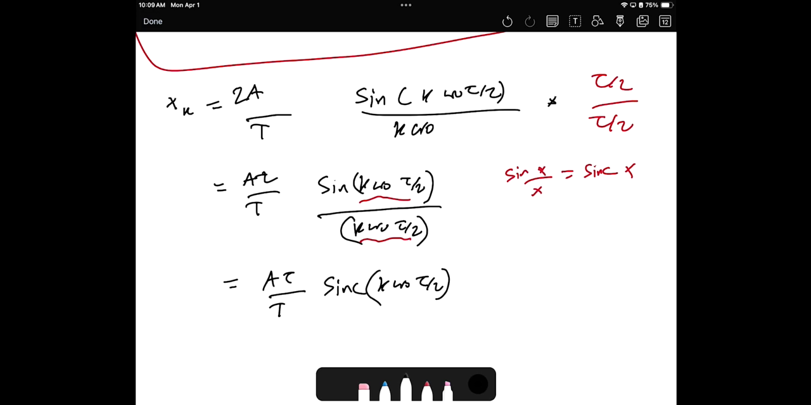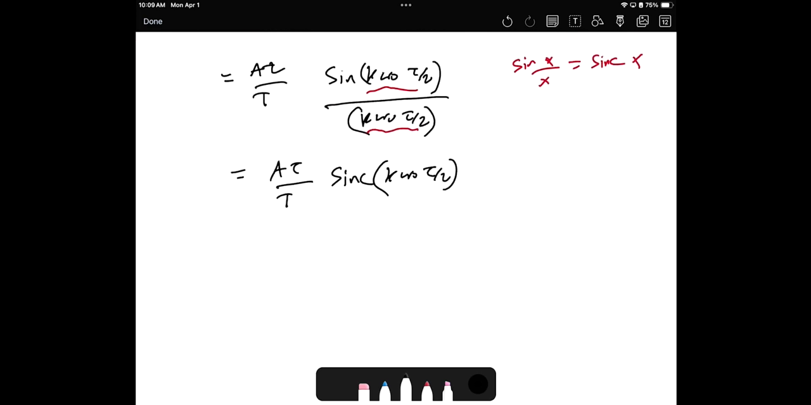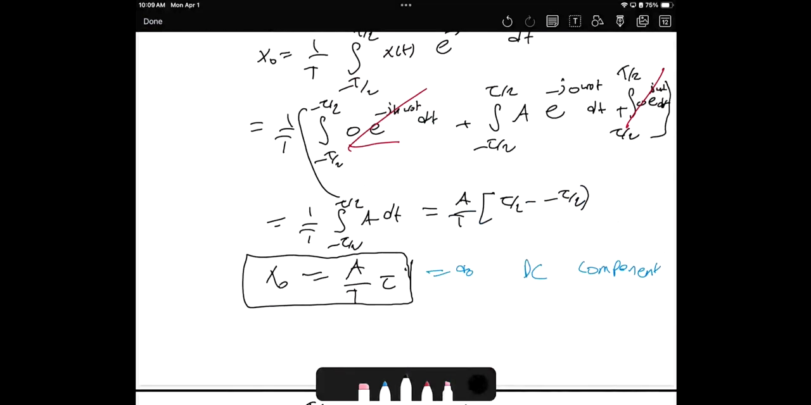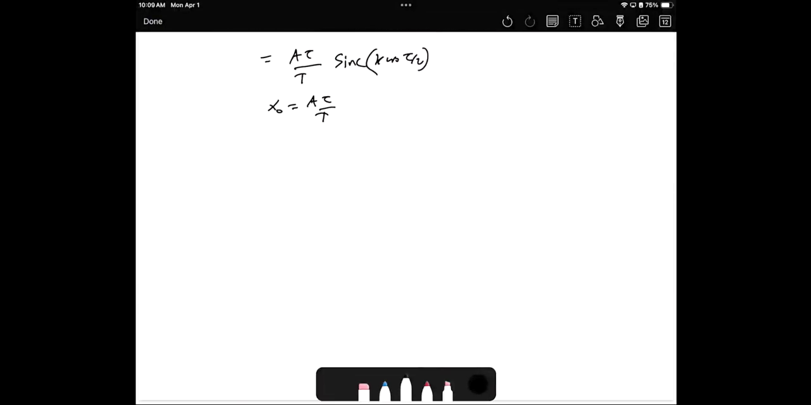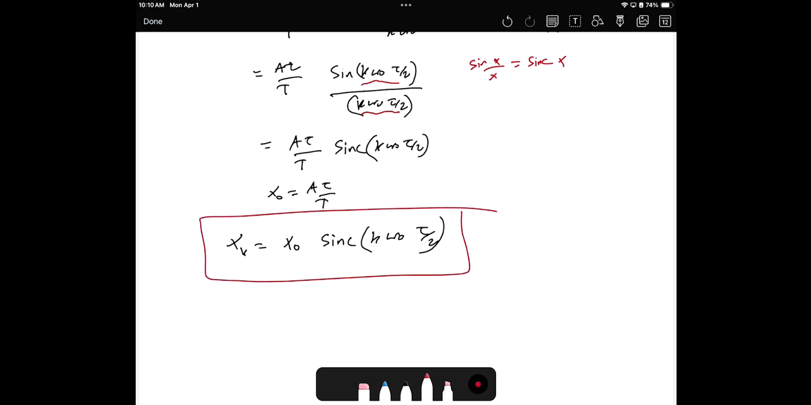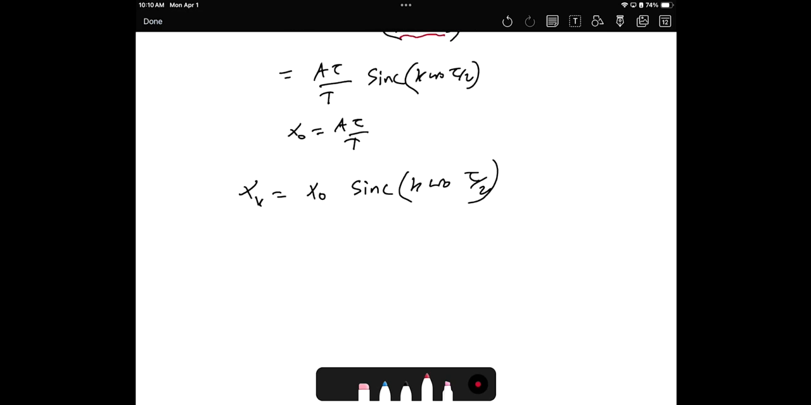And we can say we call x naught, which we defined as a tau over T. X naught is the one that we calculated here, a tau over T. So we can re-simplify: x sub k will be x naught times sinc of k omega naught tau over 2. So that's it. This is another representation. No matter if you use the first one that we found or this one with simplification, both of them are correct.